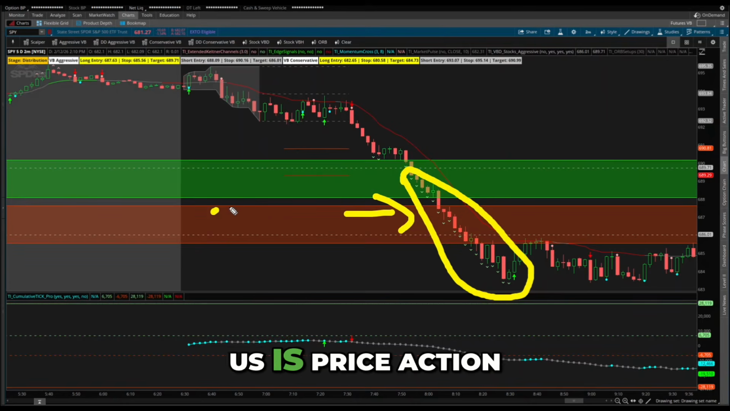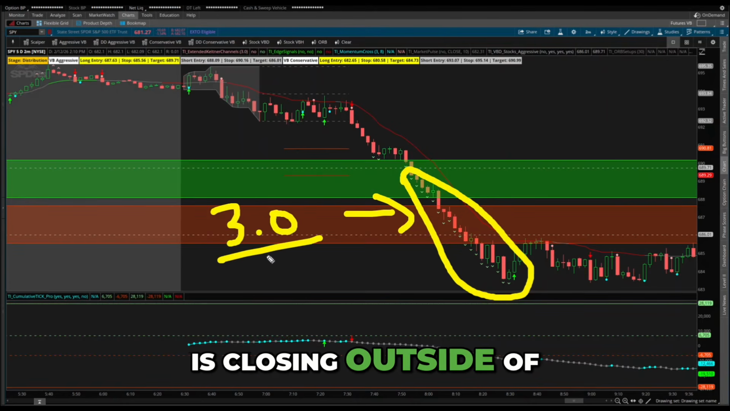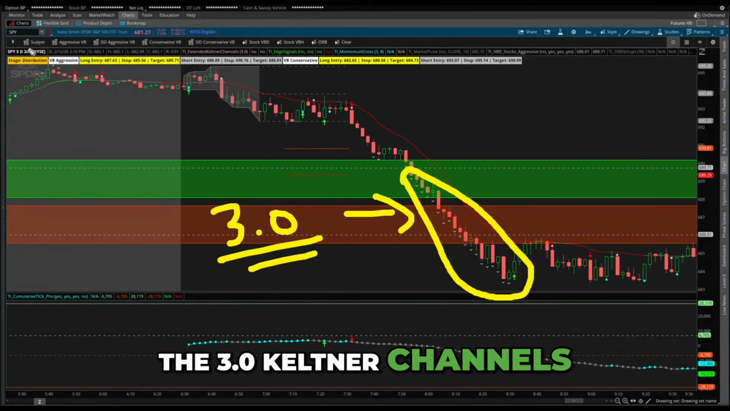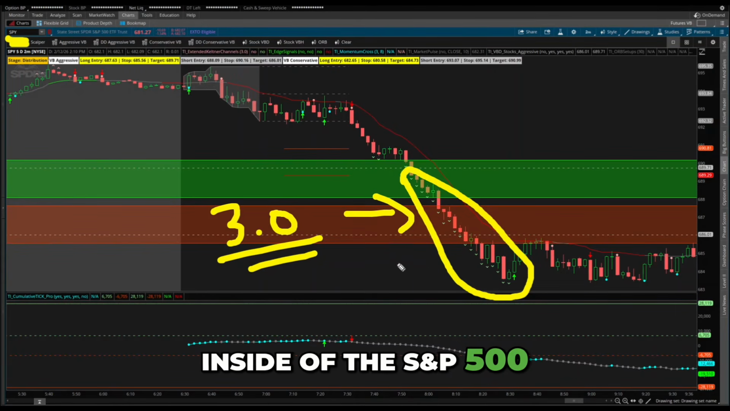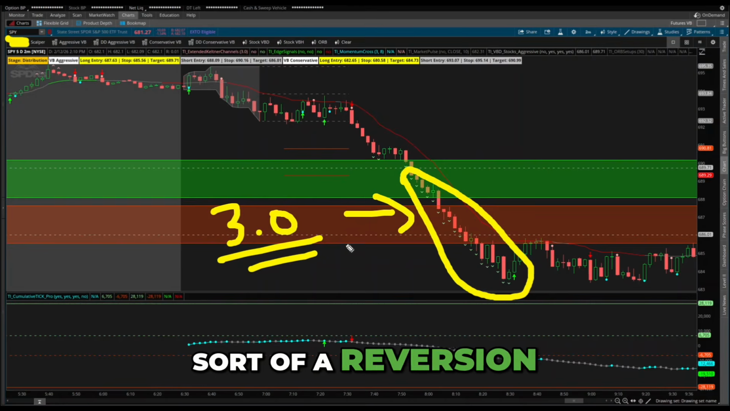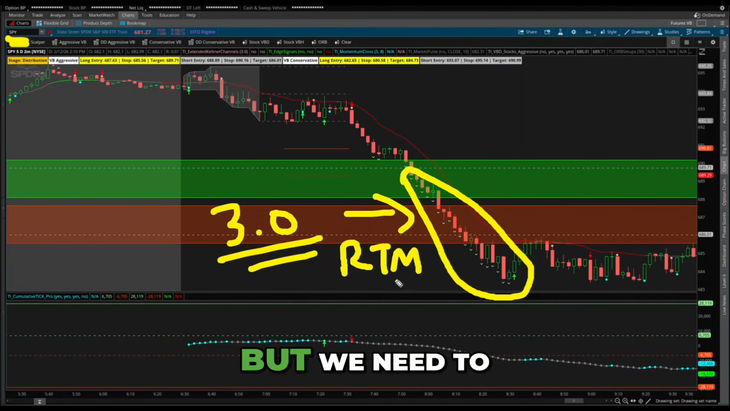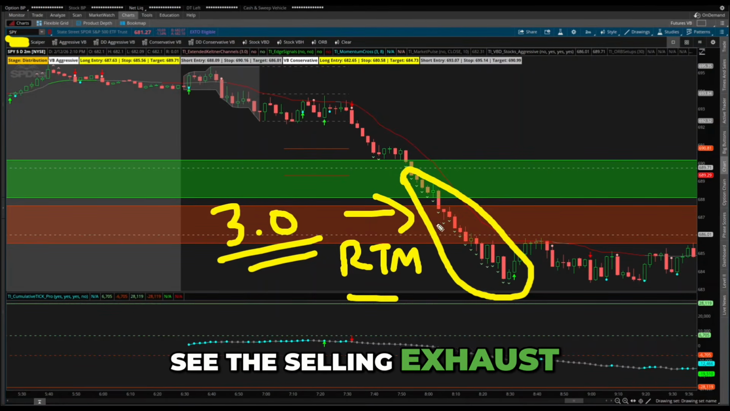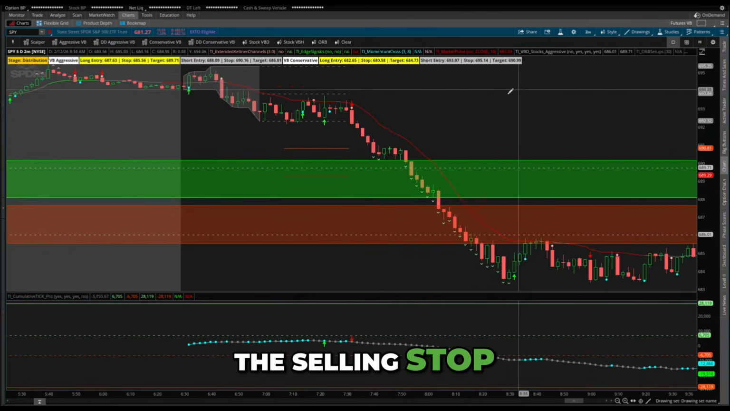But what they tell us is price action is closing outside of the 3.0 Keltner channels inside of the S&P 500. So that means we should be expecting some sort of a reversion to the mean trade, but we need to see the selling exhaust. We need to see the selling stop.